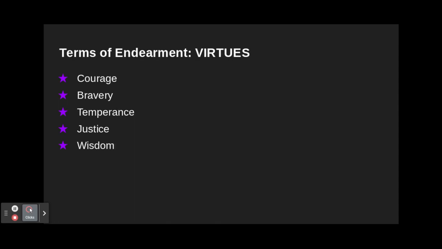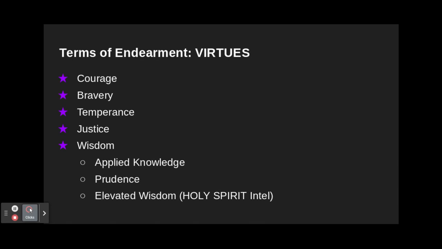And the final virtue is wisdom. Wisdom is the ability to integrate applied knowledge, prudence, which are skills and sound good judgment, used as a resource for mindfulness, and elevated wisdom, which is Holy Spirit intel, where we will gain insight into the deepest of truths. For encouragement to elevated wisdom, we look to John chapter 16, verse 13 through 14.